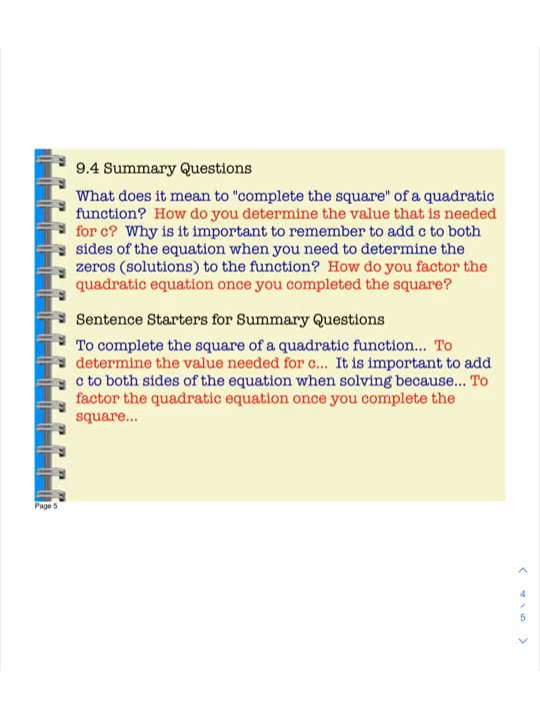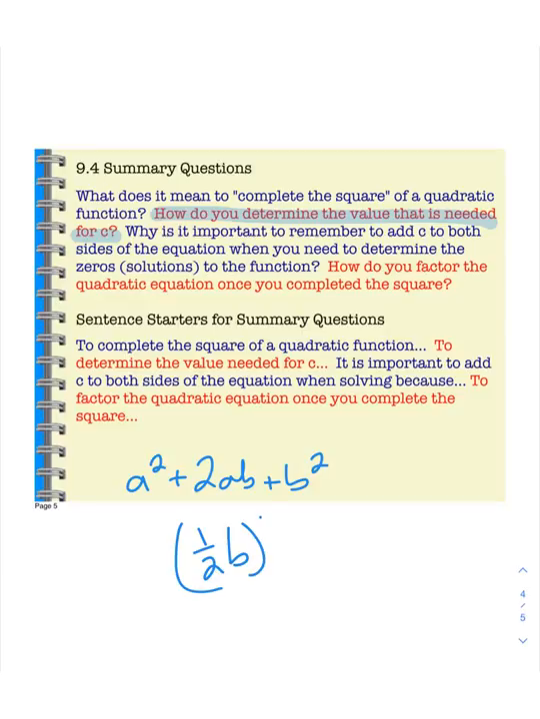All right, some summary questions for you. What does it mean to complete the square? Well, we have to use a perfect square trinomial, which remember are in the form a squared plus 2ab plus b squared. So we're using that to factor ax squared plus bx so that we add our own c, and then we're using square roots to figure out what x is. And how do you determine the value that's needed for c? We're going to take half of b, and then we're going to square it. That's what our c is.